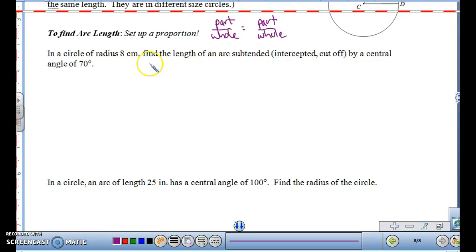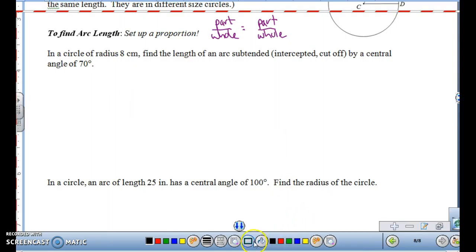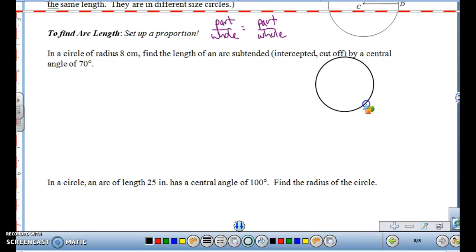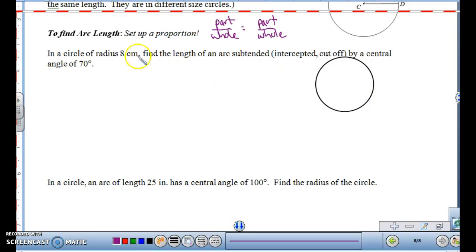In a circle of radius 8, find the length of an arc subtended, or cut off, by a central angle of 70 degrees. So let me draw my circle. I have a circle drawer so I can cheat. Here's my circle, and it has a radius of 8 centimeters. So I'm going to draw my radius in here. It is going to be 8. Find the length of an arc subtended by a central angle of 70 degrees.